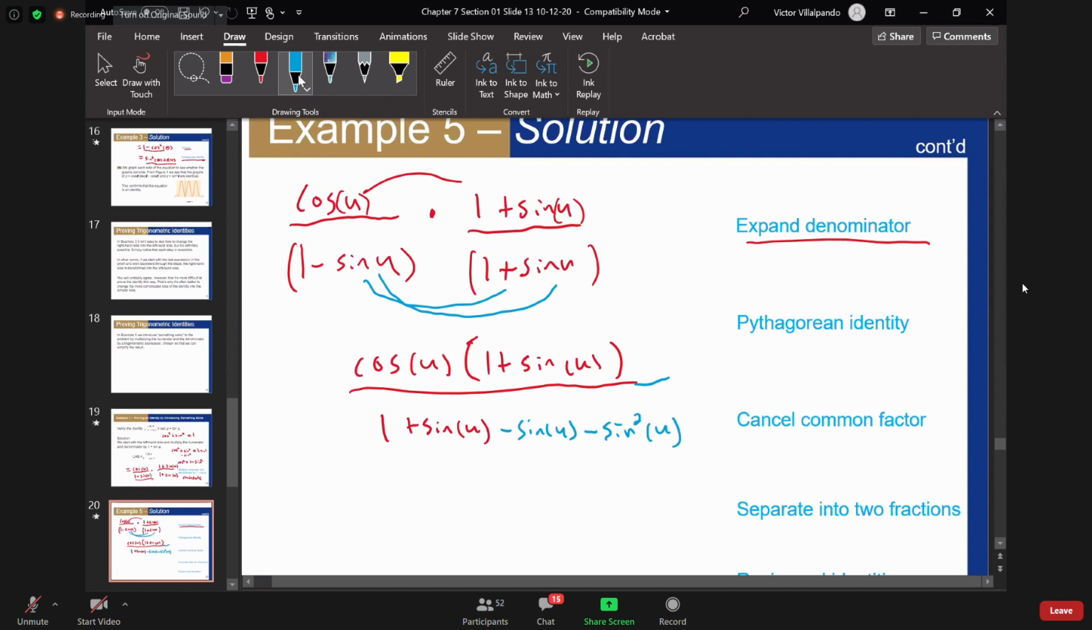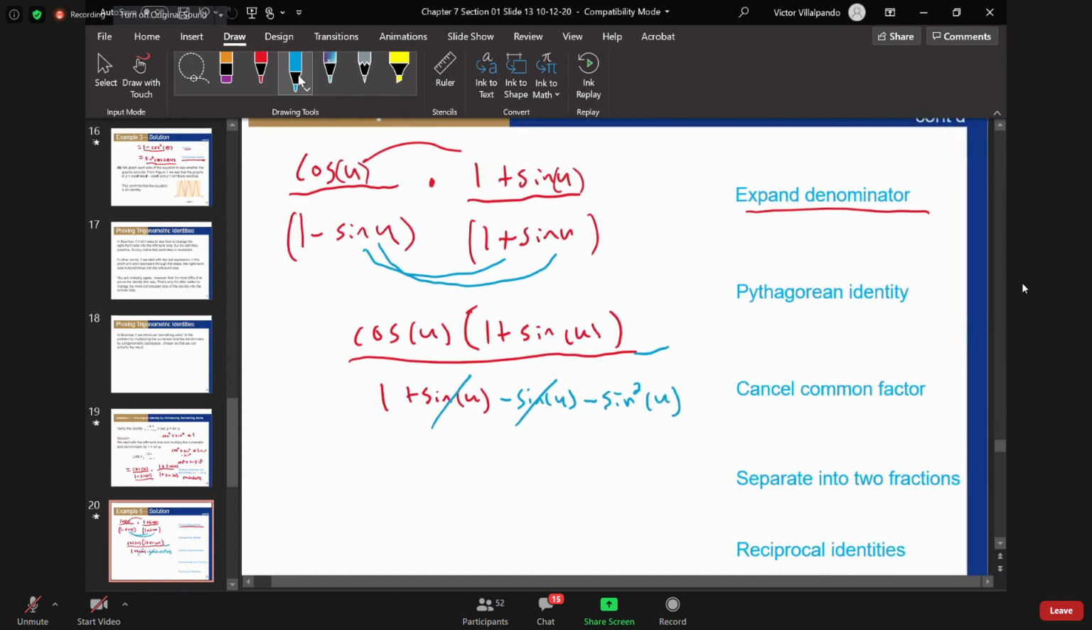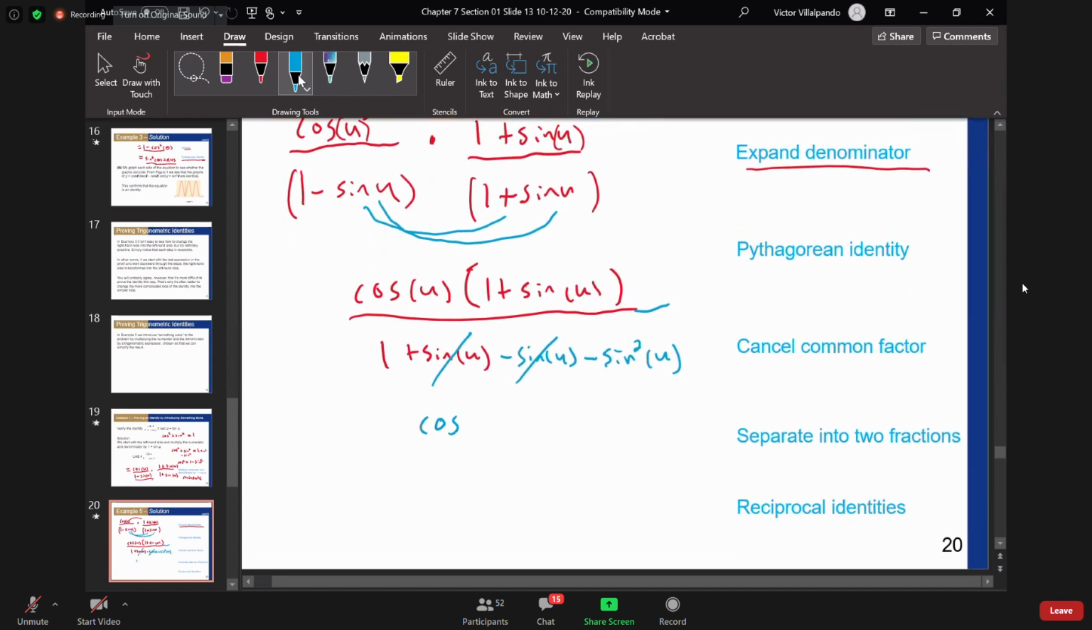So hopefully we can see that the sine terms cancel out, right? And we're left with cosine of u. Like I said, I wanted to leave them outside. I didn't want to distribute it completely because we're going to have something wonderful happen. What's left over in the denominator is 1 minus sine squared of u.